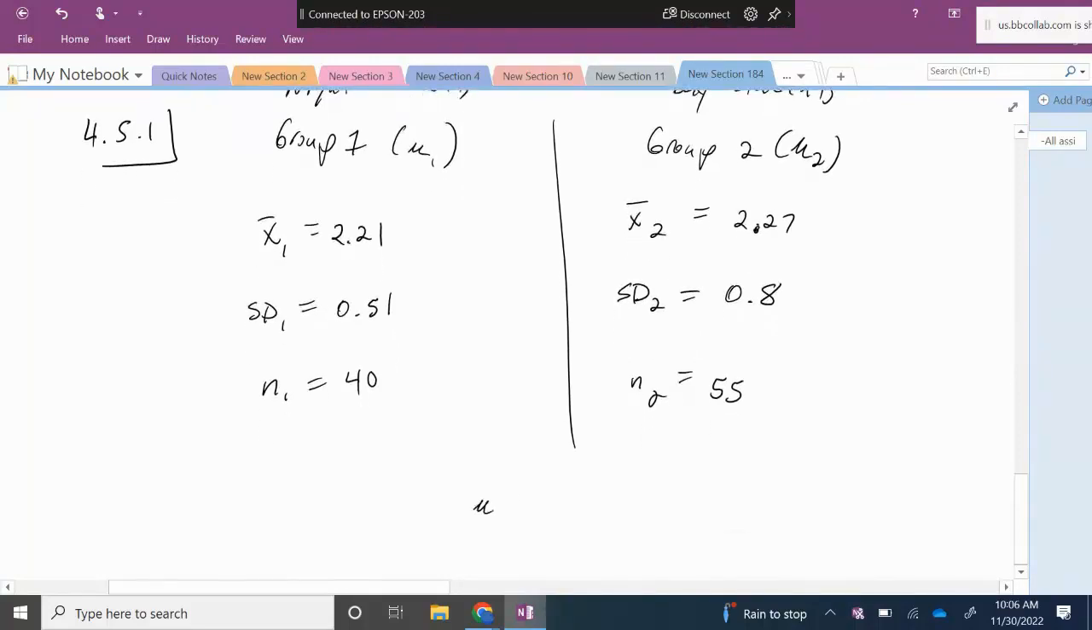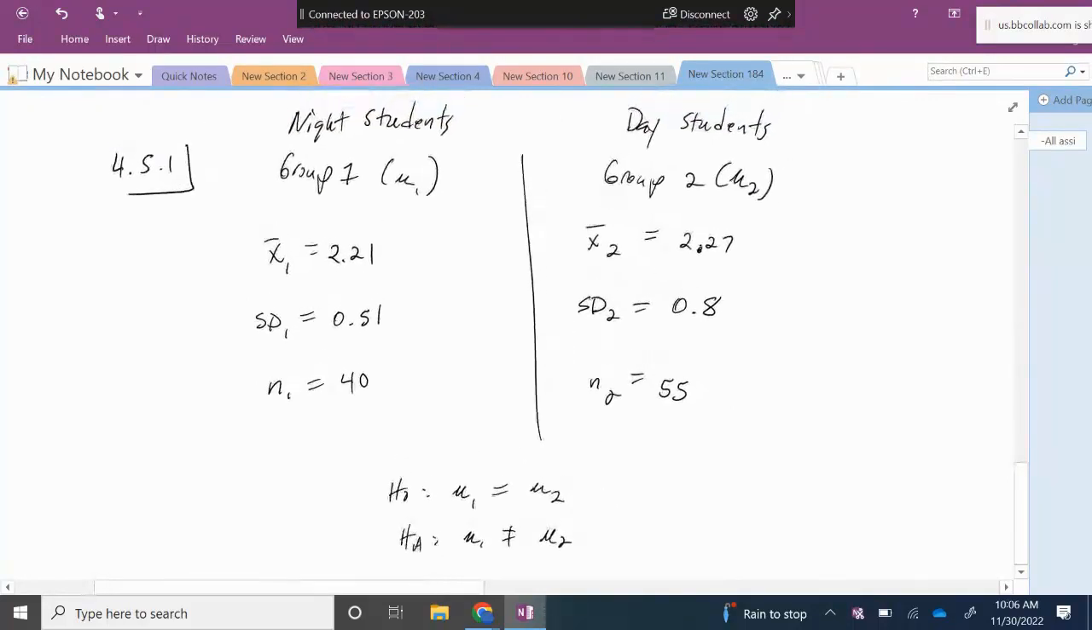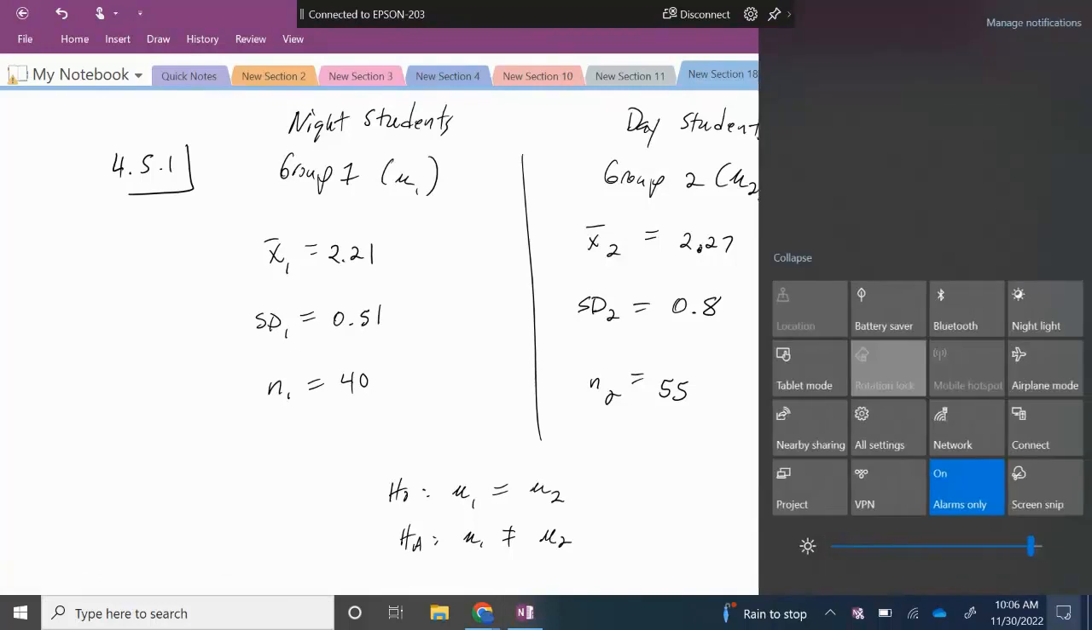So our hypothesis test is that mu1 is equal to mu2. And the alternative hypothesis is mean 1 is not equal to mean 2. All right, so is everybody okay with what we're doing so far? Okay. So now I'm going to bring up the calculator.